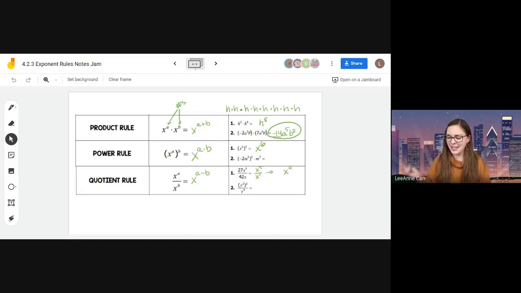Thank you, Evelyn. Yeah, 3. So if we take the top and divide it by 3, we're going to get 9. If we take the 42 and divide it by 3, we're going to get 14. So our most simplified version of this would be 9/14 x to the 4th. What questions do we have?